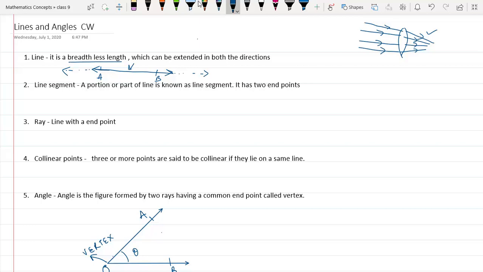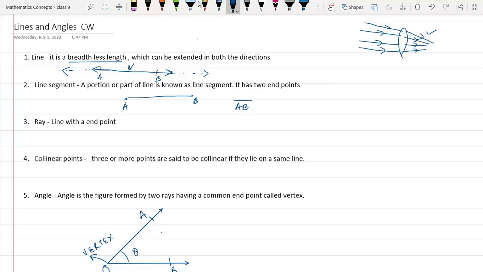Now, what is a line segment? From a line, if we take a portion or a part of the line, that is known as a line segment. So suppose from this line, if I take this part AB, I will get a line segment AB. We denote line segment AB by AB with a line over it, like this.